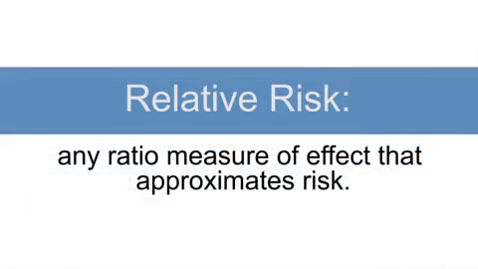Before we go any further, we'd like to add a cautionary note on the term relative risk. Please note that the term relative risk is an older, commonly used term for any ratio measure of effect that approximates risk. This term is not precise, and we recommend using more precise and specific terms such as risk ratio, rate ratio, or odds ratio. However, you may see this term regularly when reading epidemiologic articles or studies.